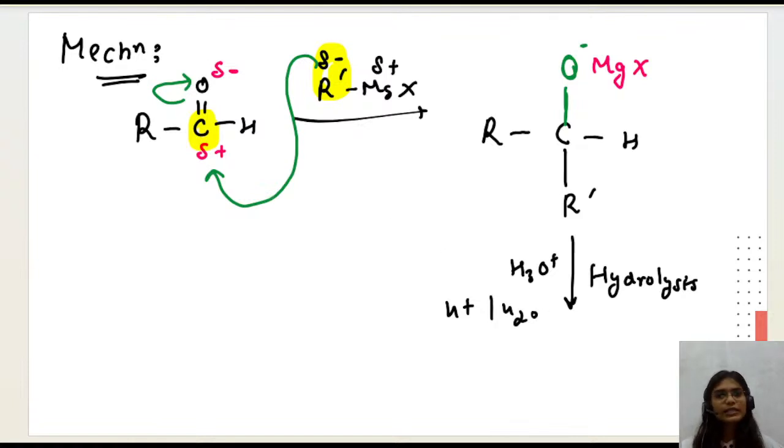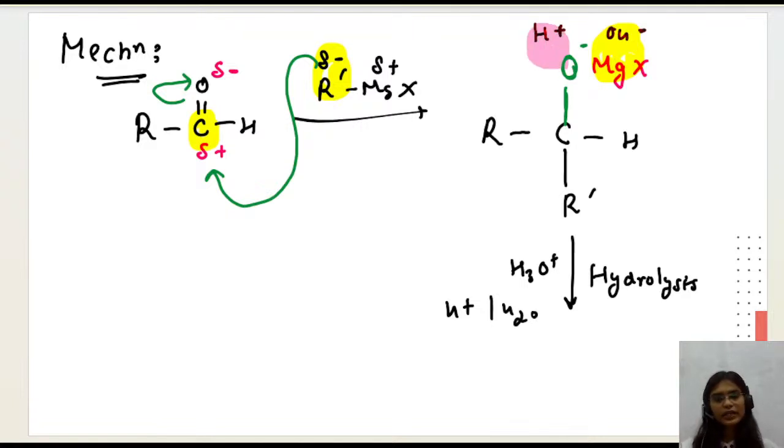Okay, so now let's see what is really going to happen in this case. You know water is what? Water is H positive and OH ion. So what is really happening? This magnesium is combined with the OH part, and this OH is combined with this oxygen there. Okay, so this is how the reaction is going on.